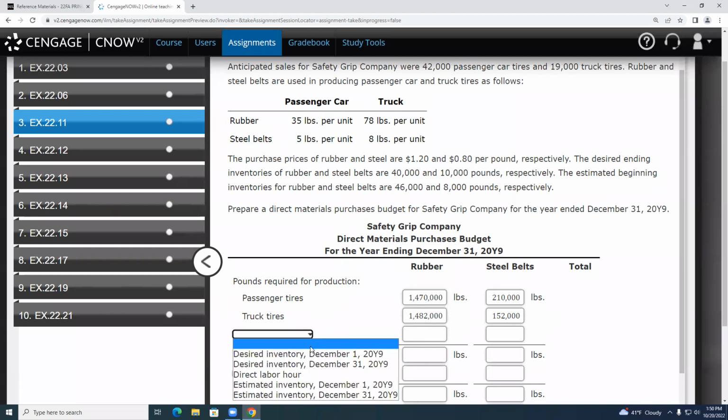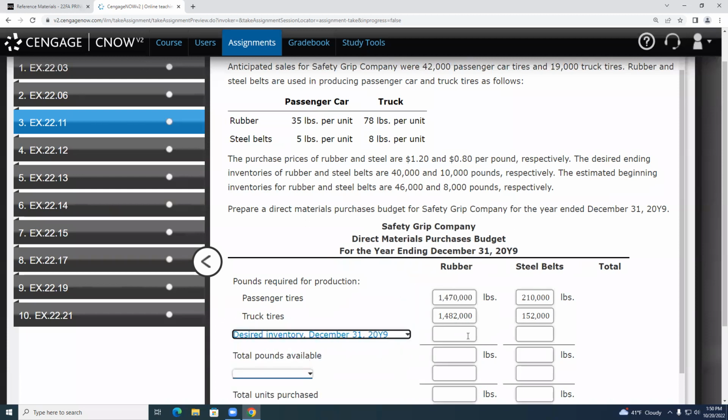We also know that we want to have some of each of the materials left at the end of the period. And it tells us the desired ending inventory right here: 40,000 pounds of rubber, 10,000 pounds of steel belts.